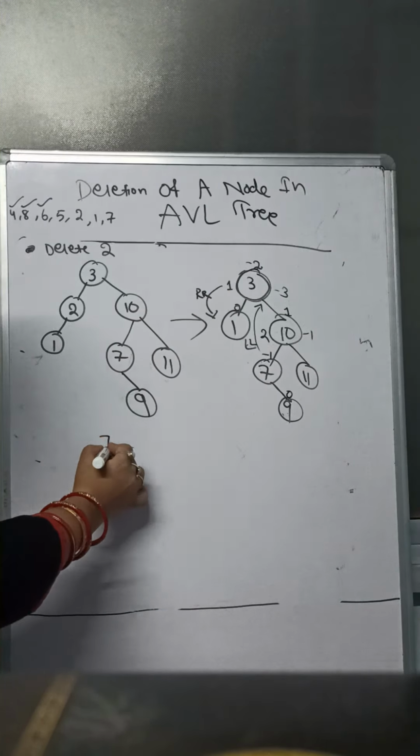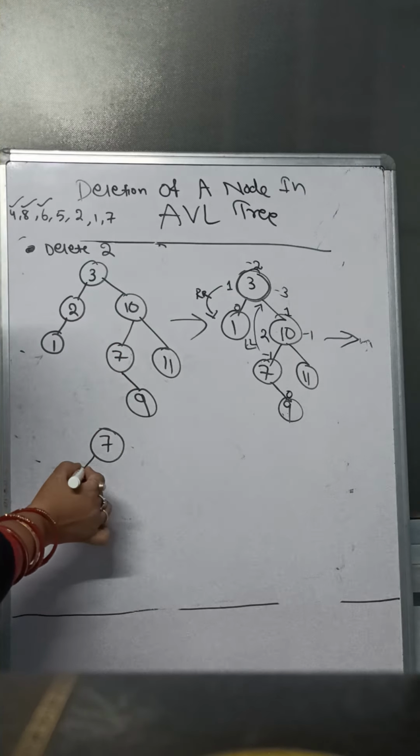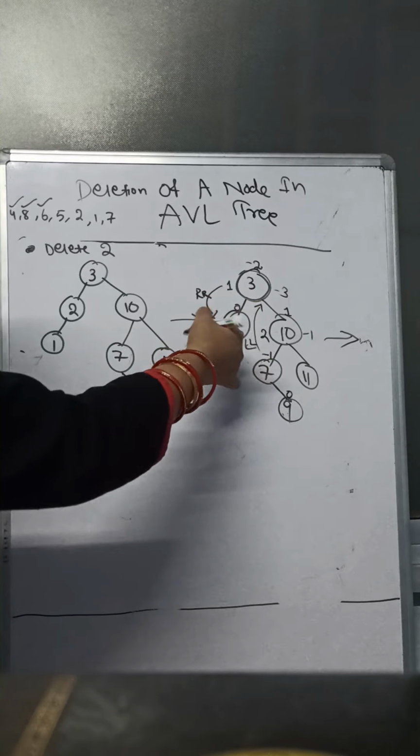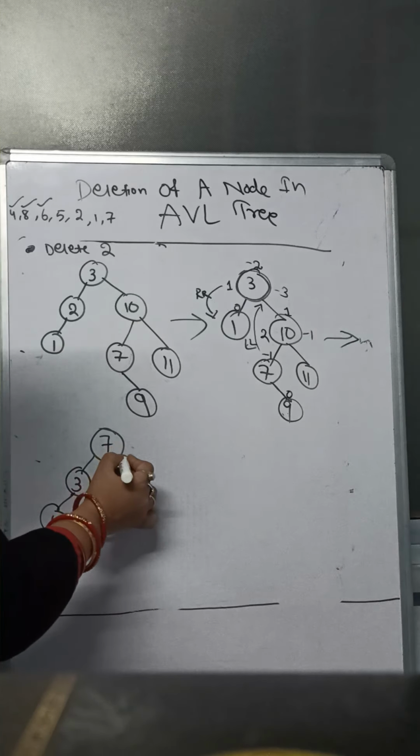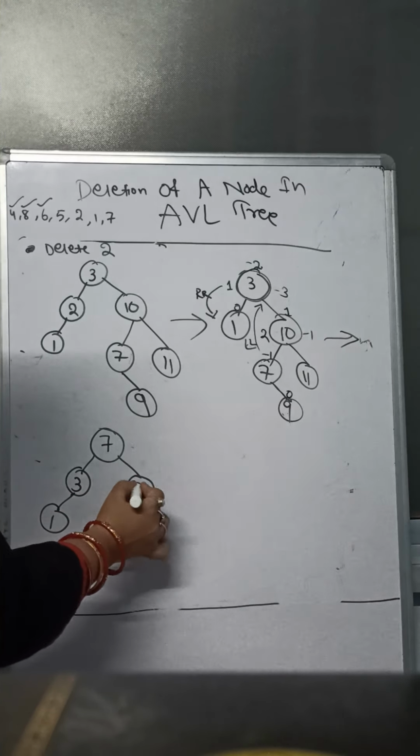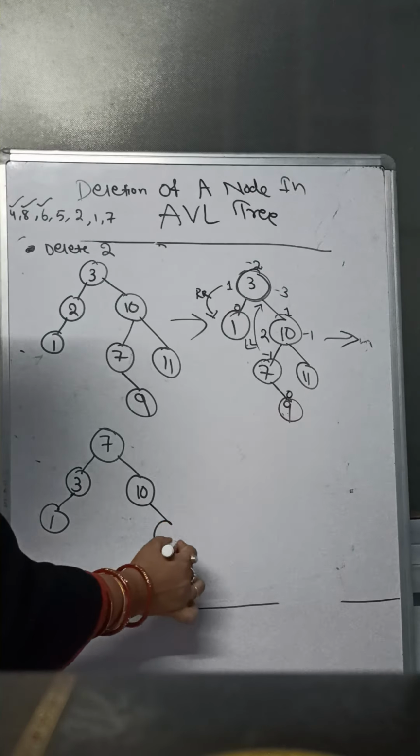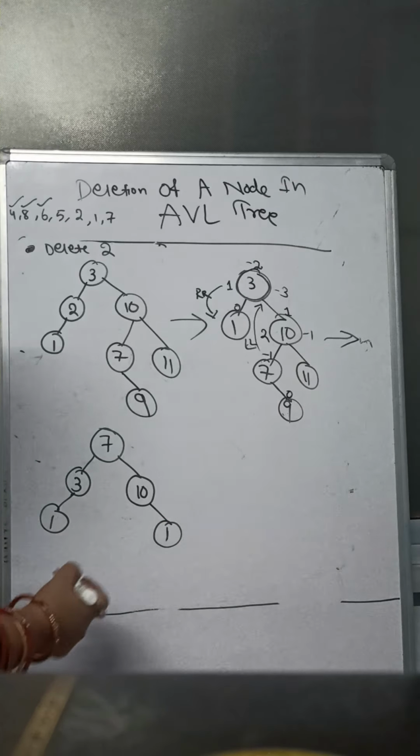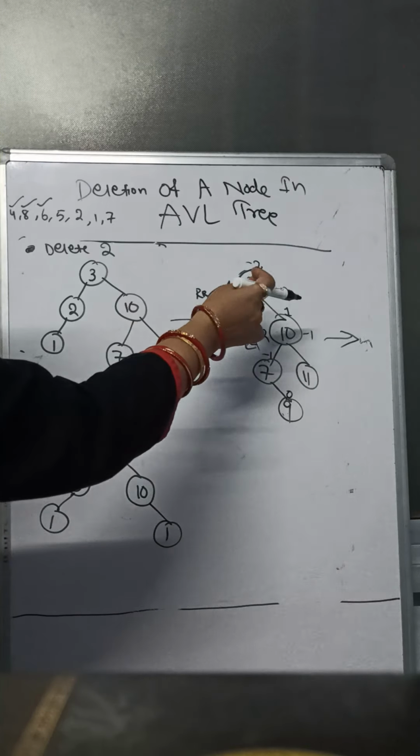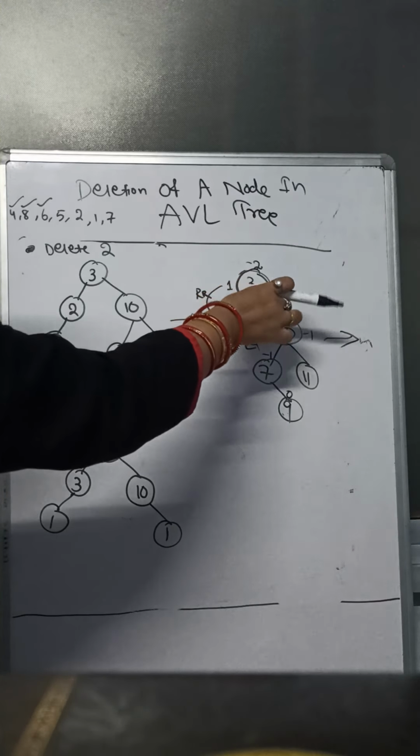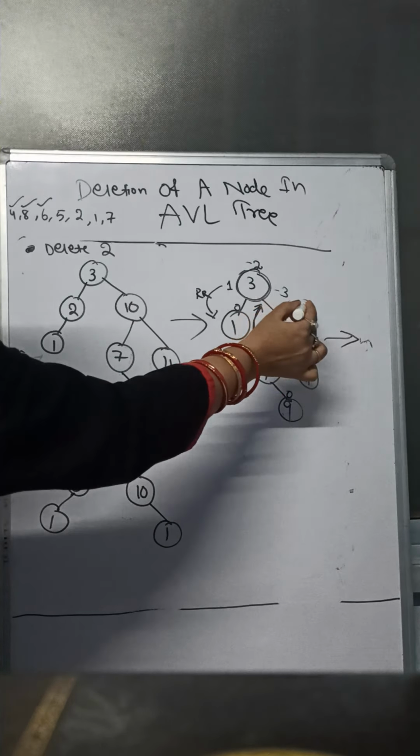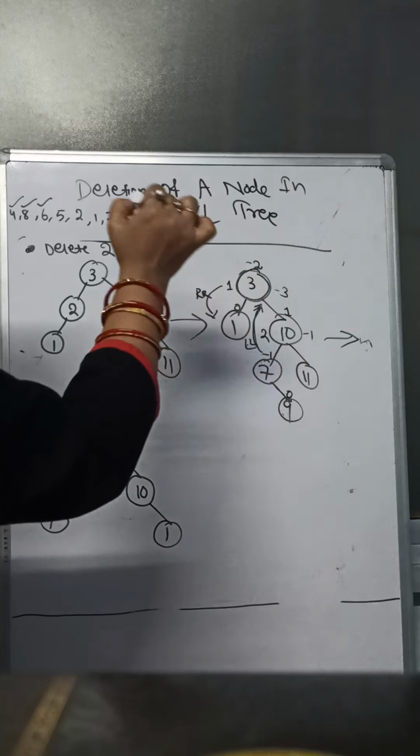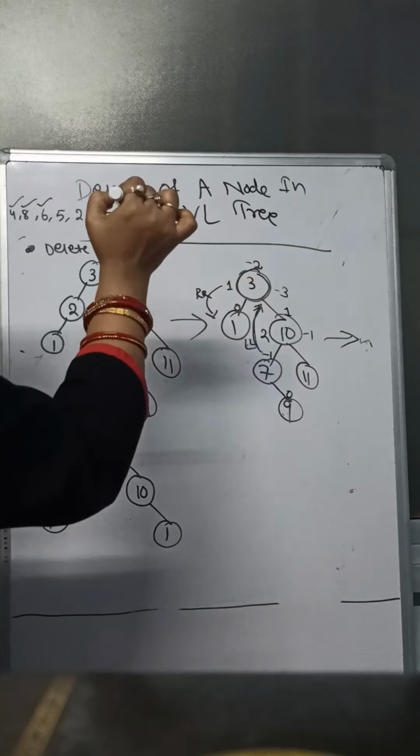I have no space, that's why I am writing here. Then 3 comes here, then 1 comes here anti-clockwise. When 7 goes there, accordingly 10 will be placed here, then 11 will be placed here. So what about 9? The link of 9 with 7 is clockwise, and this is anti-clockwise. Clock rotates like this, and this is anti-clockwise. So this is your RL rotation.